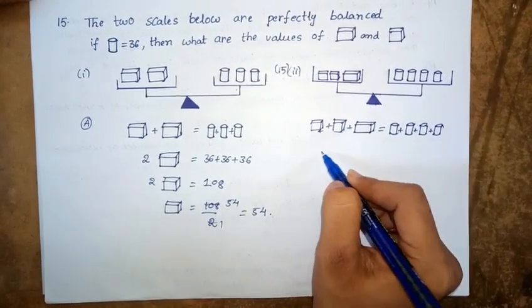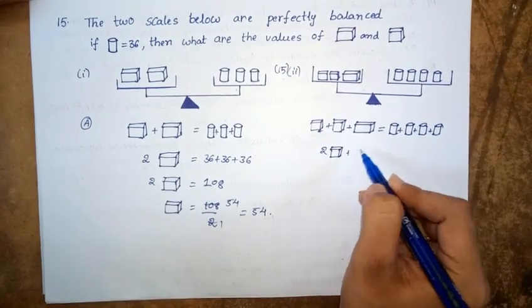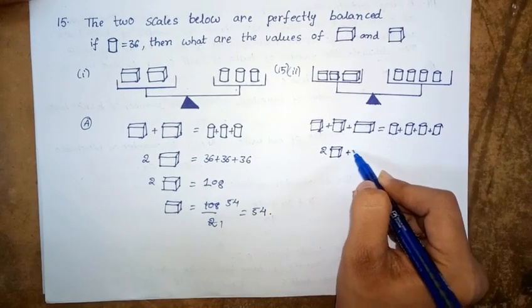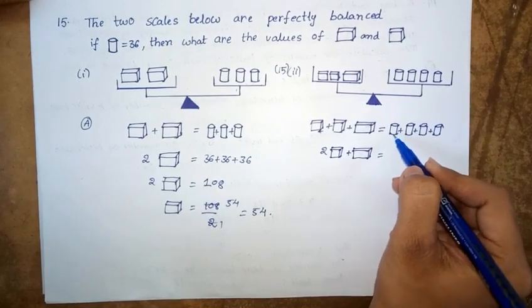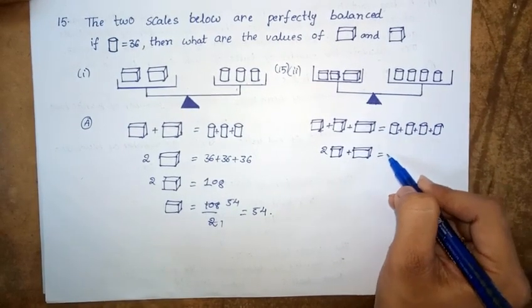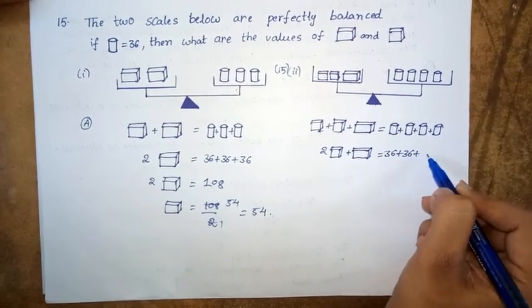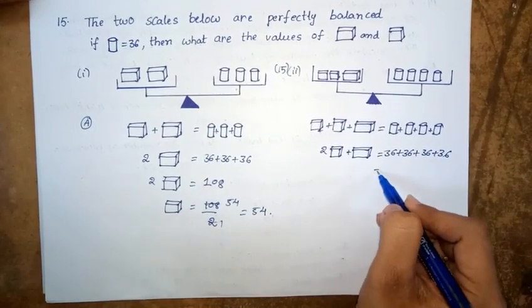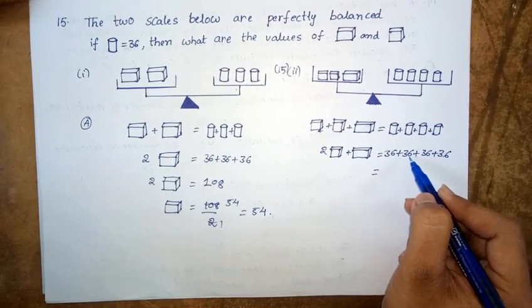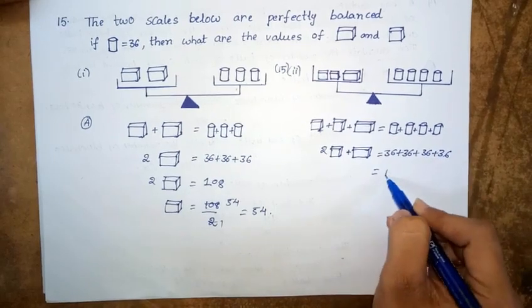So two square shapes, that is 2 into square, plus one rectangle, is equal to, as we already know the cylindrical shape value is 36, so substitute here 36 plus 36 plus 36 plus 36. Now simplify this. 36 plus 36 becomes 72. 72 plus 36 becomes 108. 108 plus 36 is equal to 144.